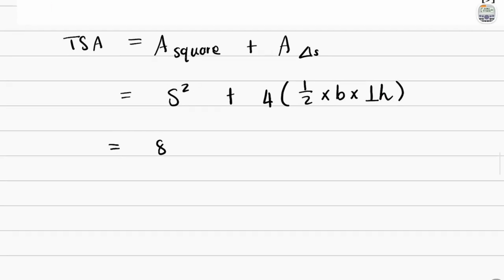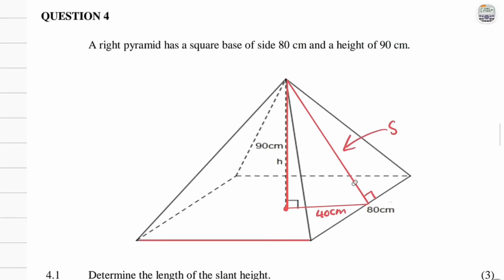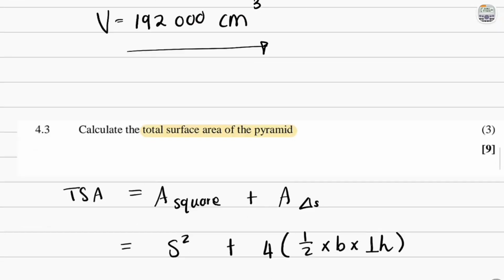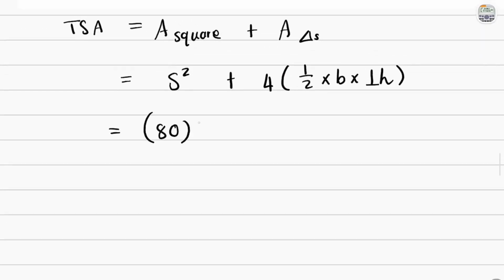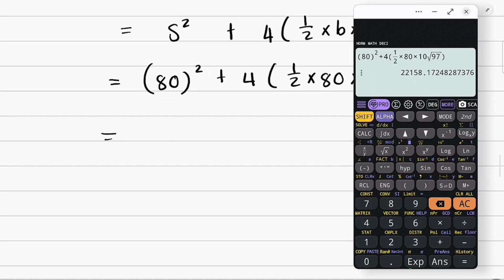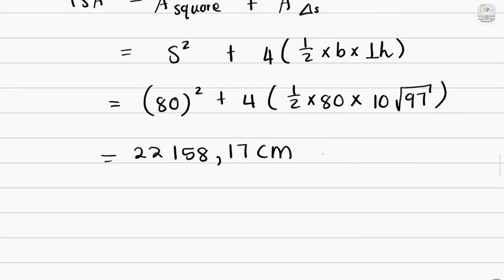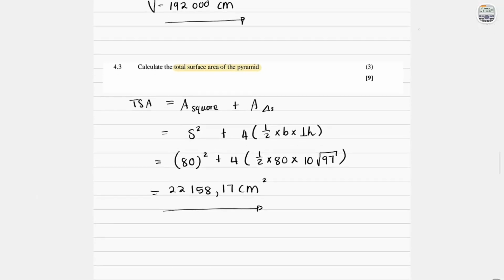So side squared, remember that the sides of this pyramid is 80 by 80. Okay, that slant height, we already have that to be 10 square root 97, so just keep that in mind. So this is 80 squared plus, and then we have 4, and it's a half, multiplied by the base, which was 80, and then multiplied by 10 square root 97, and this would give us our answer. Okay, so as a decimal, this is 22,158.17 centimeters, and remember it is area, total surface area, so it's centimeters squared, and that is our answer. And that is it for question 4.